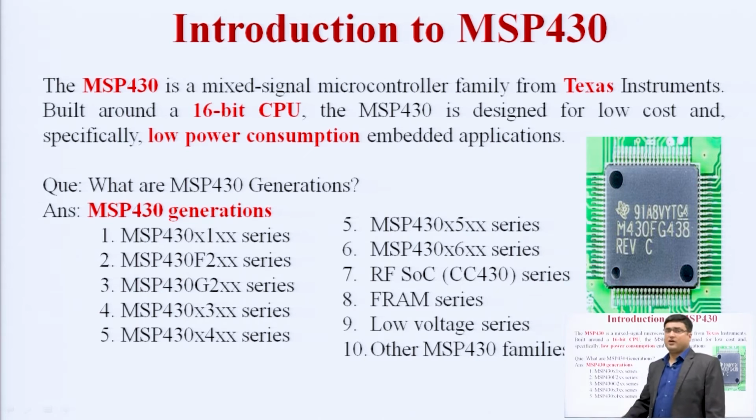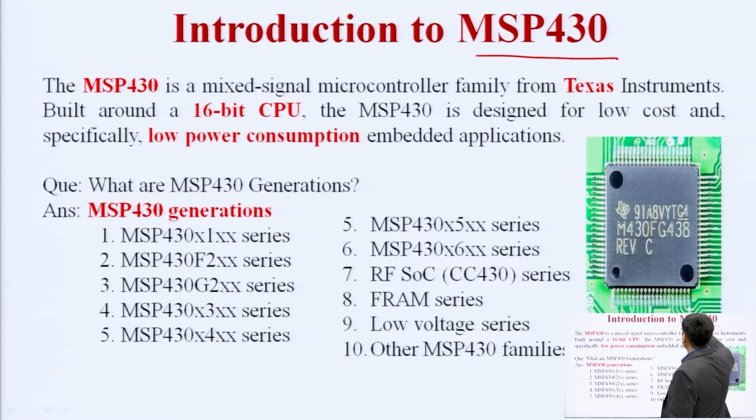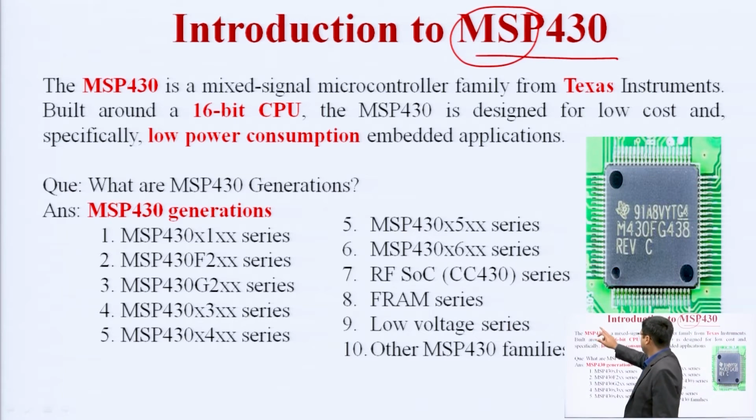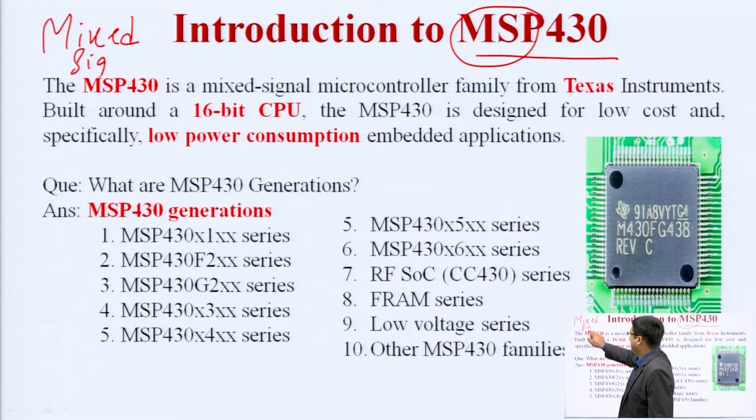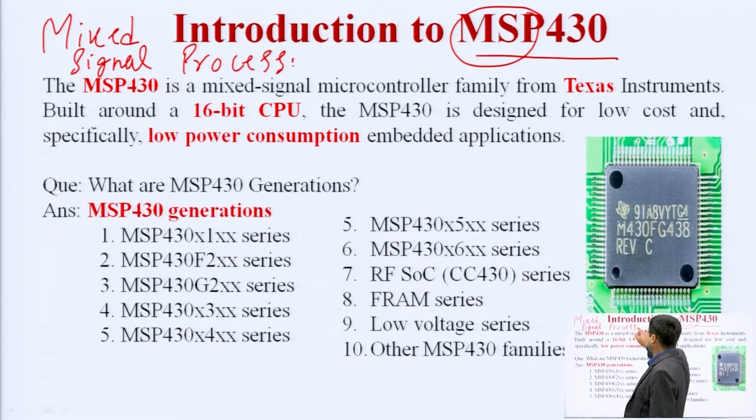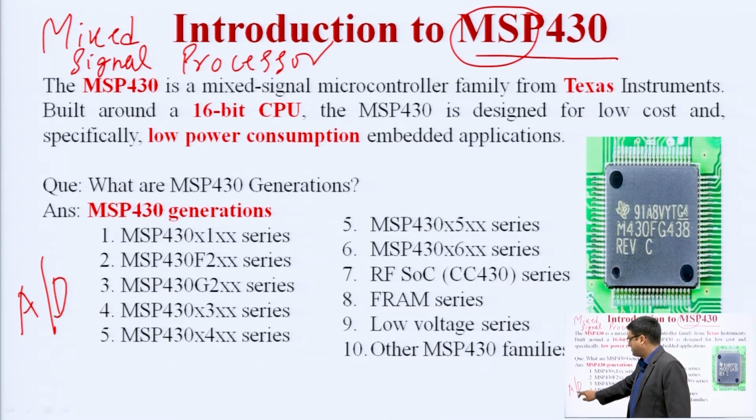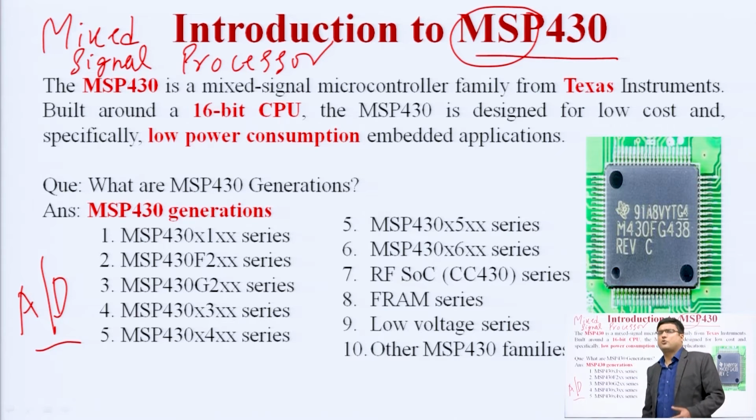Now let us start with the microcontroller in unit number 2, that is MSP430. The question arises, what is MSP? M means mixed, S means signal, and P means processor. So MSP means mixed signal processor. What does it mean? It can carry out analog operations and digital operations. In the previous microcontrollers we saw that they work only on digital signals, but the MSP430 microcontroller can work on analog signals as well as digital signals.